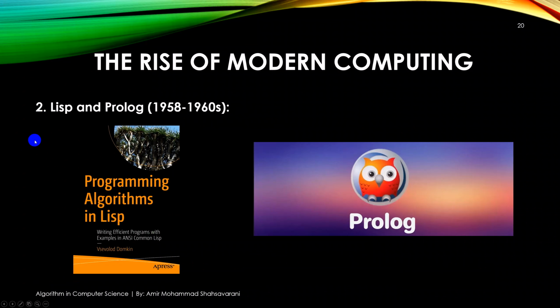Okay, the next two modern computing languages were Lisp and Prolog. As you can see, Lisp means list processing, and Prolog means programming in logic. These two languages, between 1958 and the 1960s, first list processing and then Prolog, programming in logic, were focused on artificial intelligence, logic, and functional programming. So that was huge. That was wow.